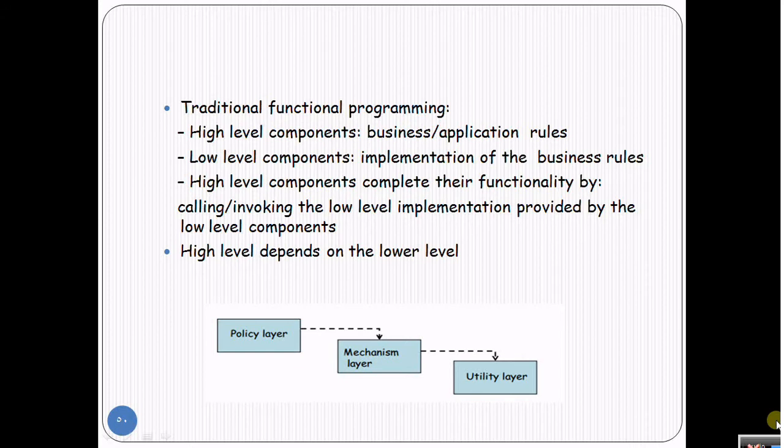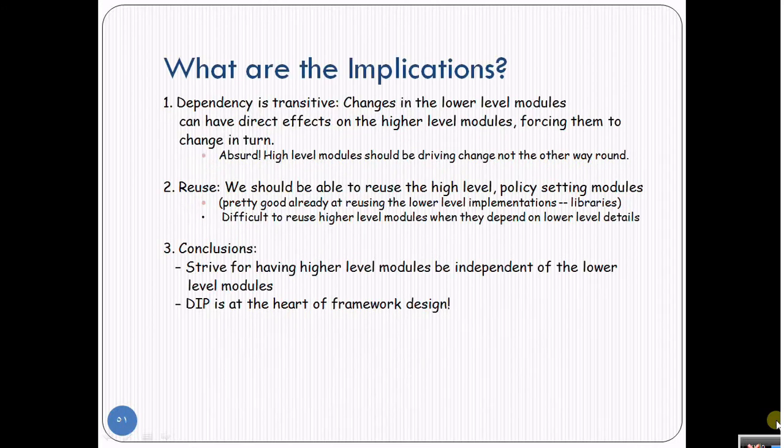Traditional functional programming: high-level components hold the business application rules, and low-level components provide the implementation of the business rules. High-level components complete their functionality by invoking the low-level implementation provided by the low-level components. High-level depends on the lower level. What are the implications? Dependency is transitive. Changes in the lower-level modules can have direct effects on the higher-level modules.